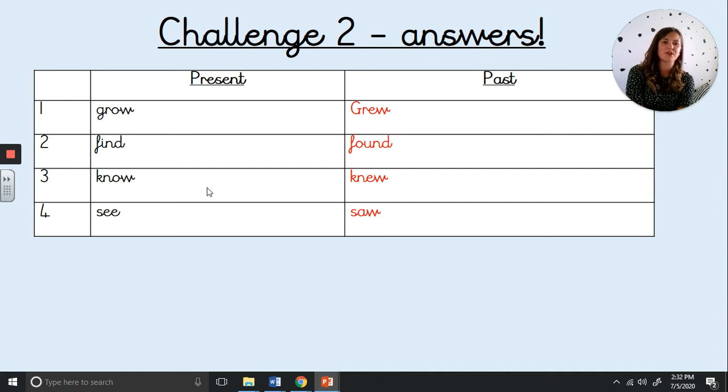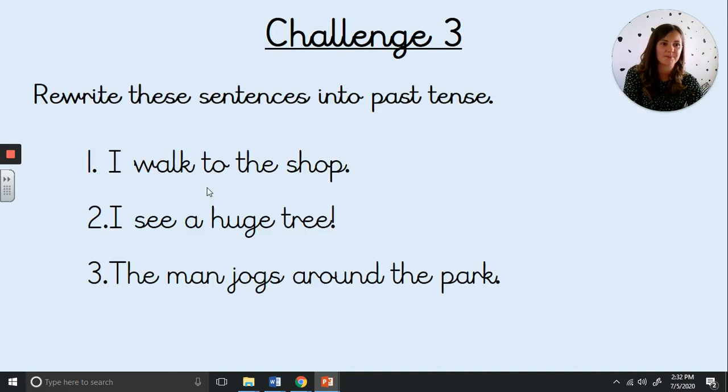Okay, here we go. So number 1, it is grew. Number 2 was found. Number 3 was new. And number 4 was saw. Oh gosh, that's rhyme. I'm a poet and I didn't know it. Okay, right. Give yourself a mark out of 4. I bet you did amazing at those ones. Are we ready for the next part?